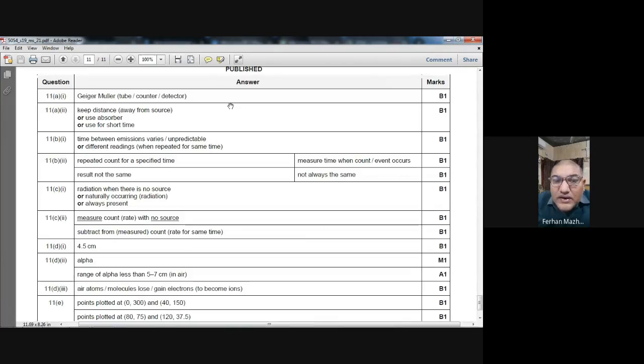Okay, can you see the marking scheme? Keep distance away from the source. You only have to mention one. Or use an absorber. For example, lead is the absorber, so the source should be placed in a lead box. If you want to keep it safe, you should put it in a lead box, or use it for a very short time. Okay, I have written the answer.